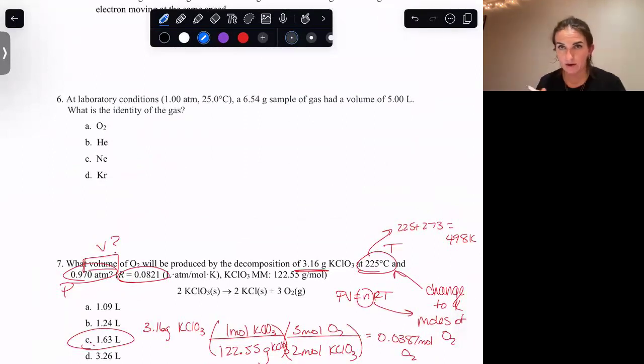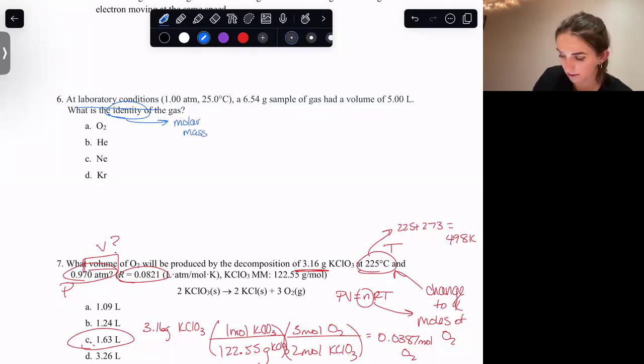Okay, and then this will probably be the last questions we have time for. So to quickly go over mock exam 6, pretty similar to the one below it in terms of PV is equal to nRT. But in this case, you're saying you have laboratory conditions at 1 atm and 25 degrees Celsius. You have a 6.54 gram sample that has a volume of 5 liters, and you want to know the identity of the gas. Here it's important to remember that this comes from your molar mass.